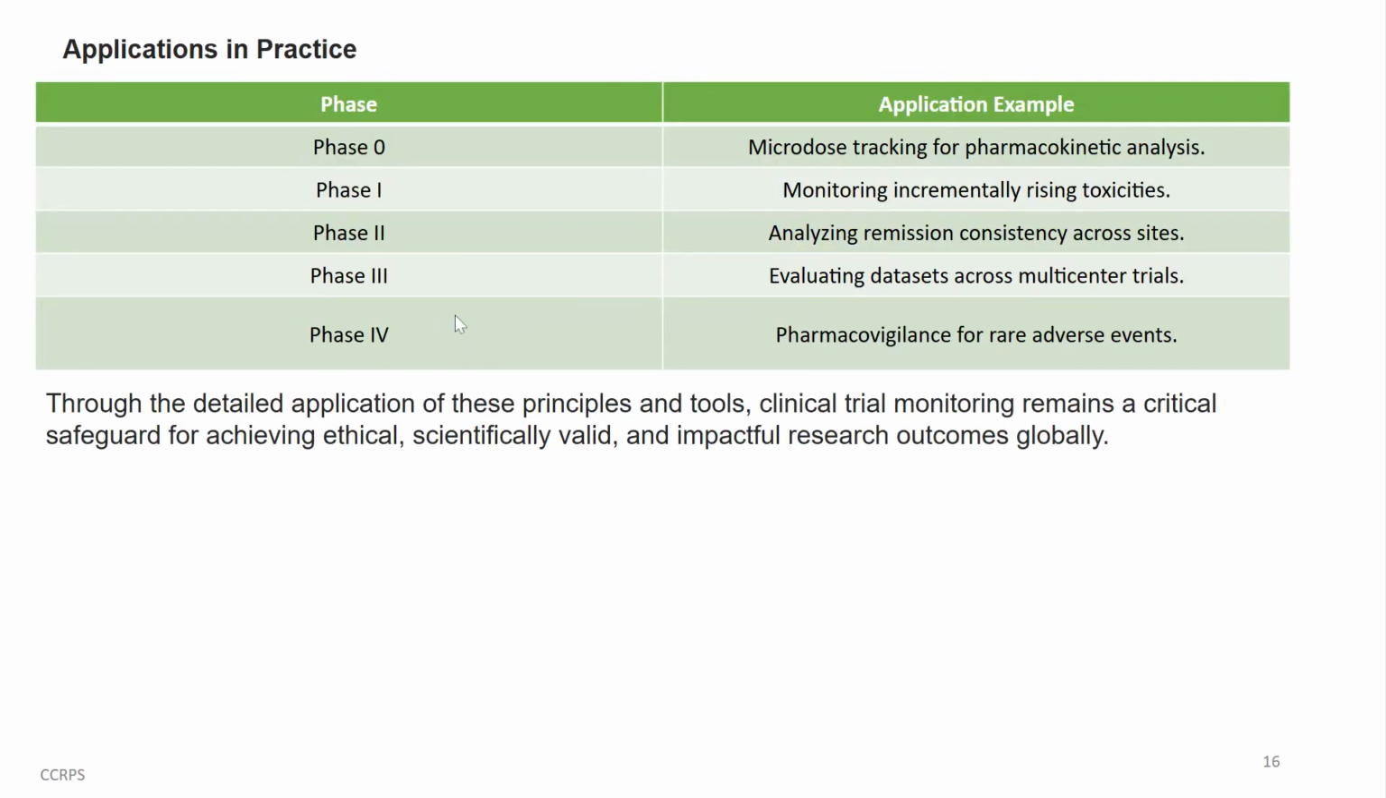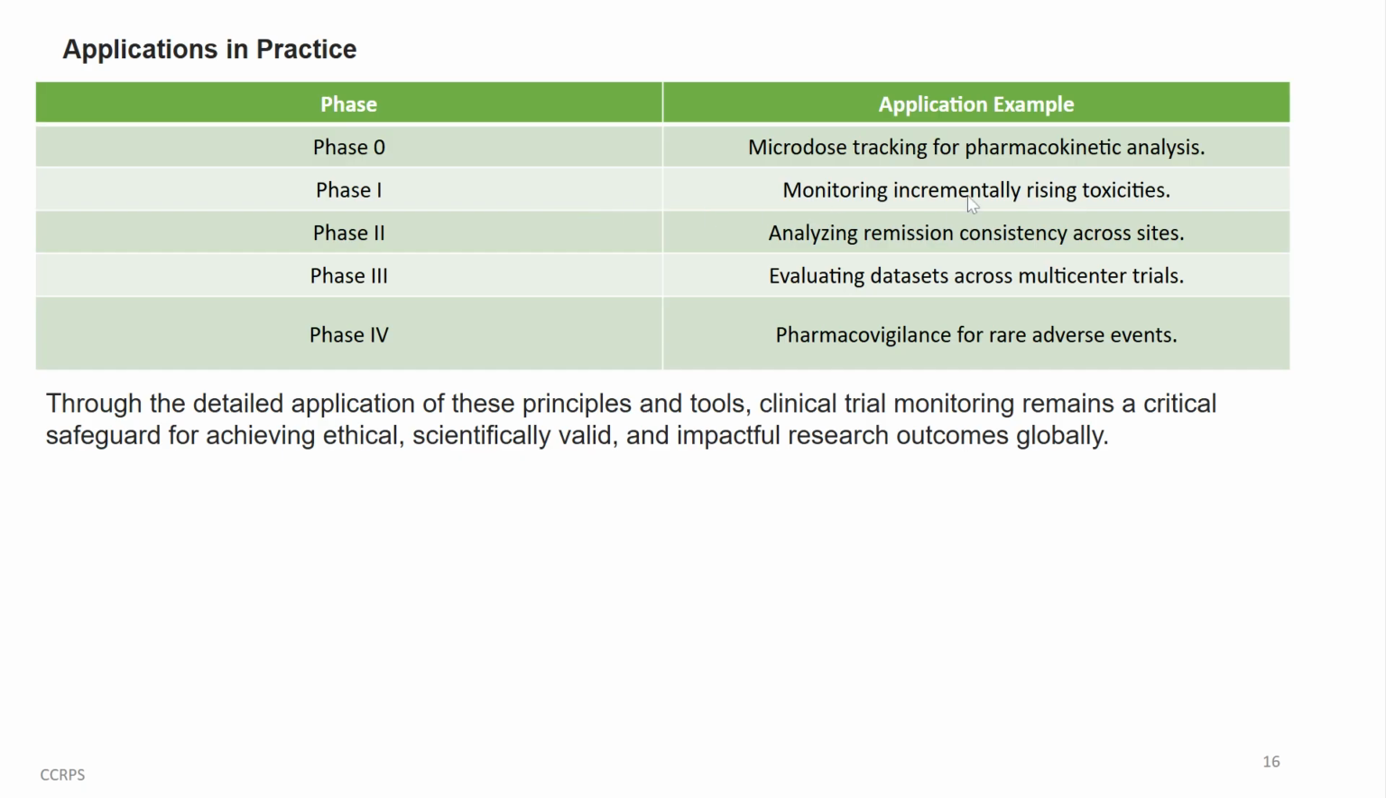Applications in practice, starting from phase 0 to 4. So phase 0 application example, we have microdose tracking for pharmacokinetic analysis, and pharmacokinetic here meaning the absorption, the distribution, the metabolism and the excretion of the medications. And here, for short, ADME, for abbreviations, in the same order: A for absorption, D for distribution, M for metabolism, and E for excretion. So the pharmacokinetic analysis through microdose that is pharmacologically insignificant for phase 0.